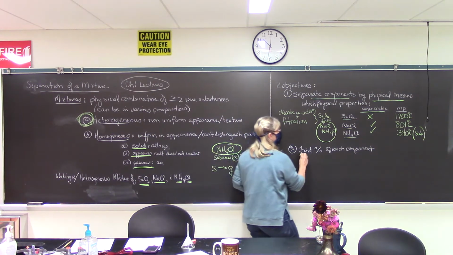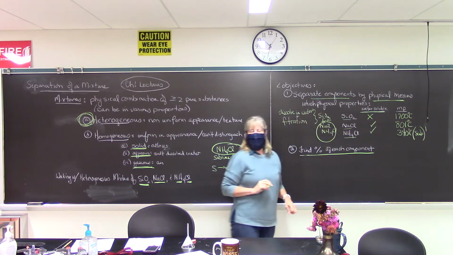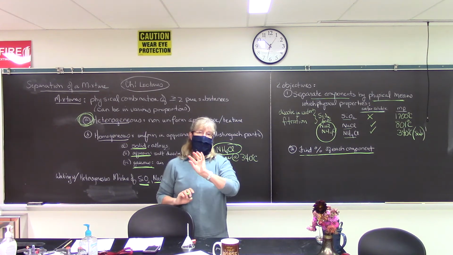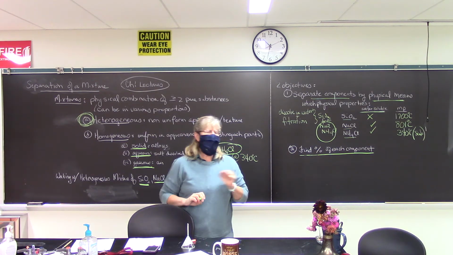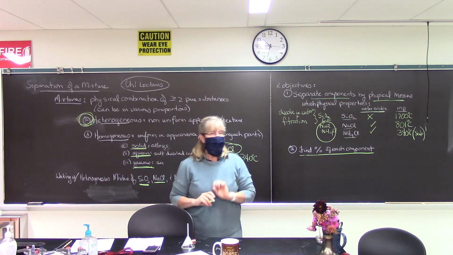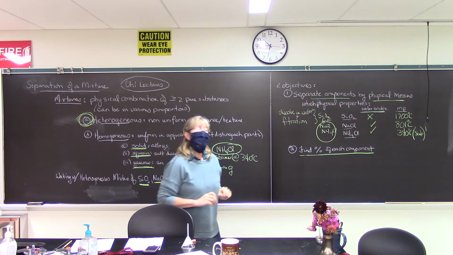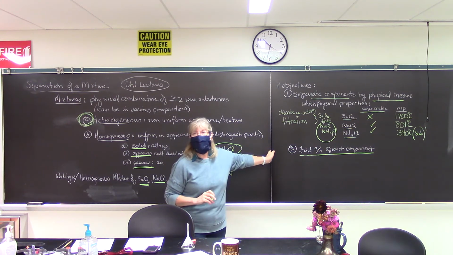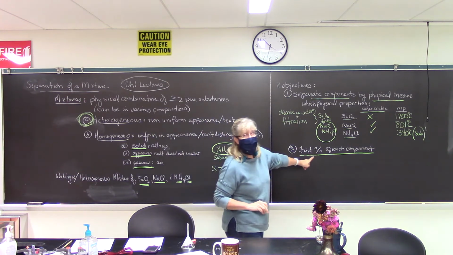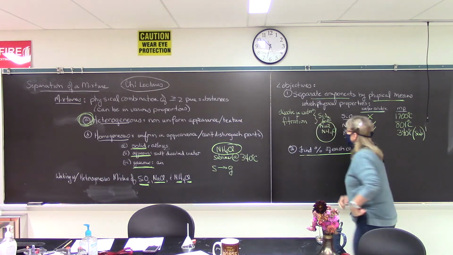Part two is we want to find the percent of each component. Each one of you is going to have a different composition, a different amount of sand and salt and ammonium chloride in your mixture, each one of you. So your job is not to figure out their sand, salt, and ammonium chloride. Your job is to figure out the percents. So how do we do that?